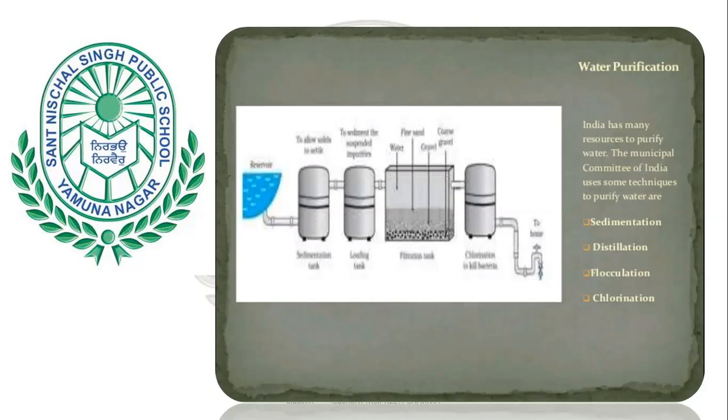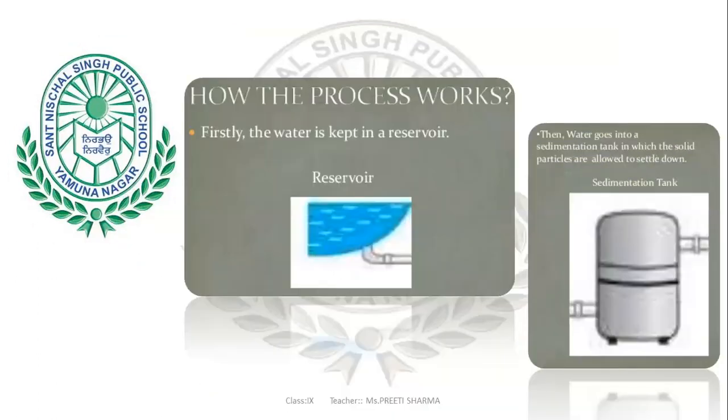So here is the first step. Firstly, the water is kept in a reservoir, and then the water goes into the sedimentation tank, students. It means the water from the reservoir, meaning river or lake, is first passed through the sedimentation tank. What happens in the sedimentation tank? In the sedimentation tank, the solid particles are allowed to settle down. You can see in this picture, right? And during this time, many suspended solids settle down at the bottom of the tank.